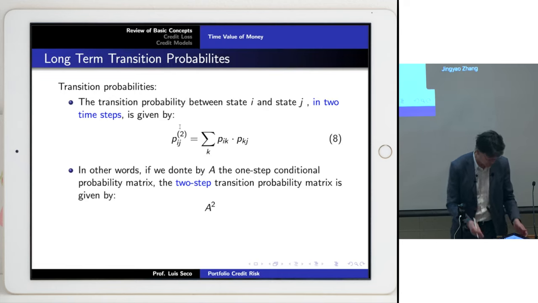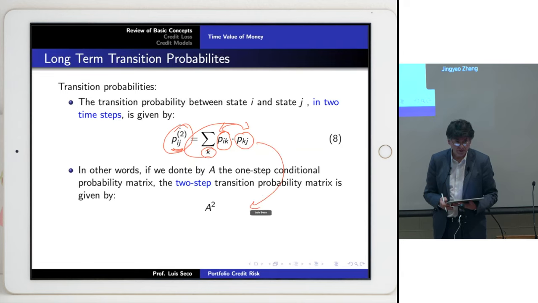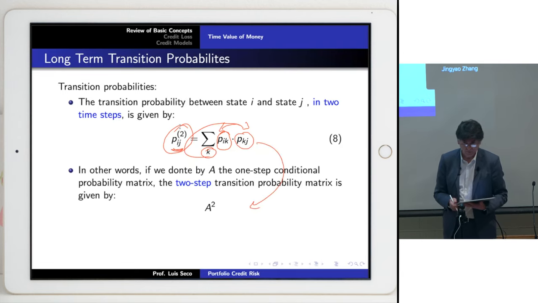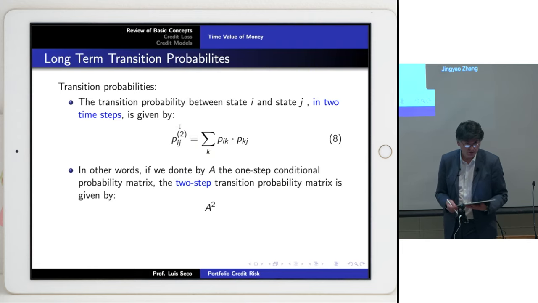Well, you may have seen this already. If in 2 years I want to know the probability of going from I to J, I can go through all of the possible intermediate states K, and because the probability is the same, probability I go from I to K next year and from K to J the year after, I multiply because they are conditional probabilities and I add them up. This happens to be exactly the definition of the product of two matrices. So that means that the transition probability matrix after two steps is the square of the transition probability matrix after one step. You've seen that.